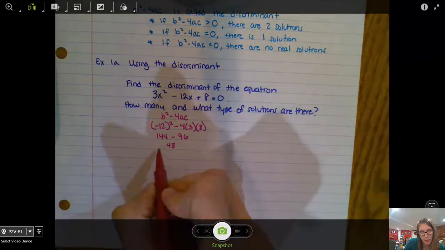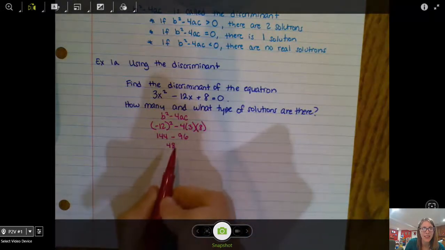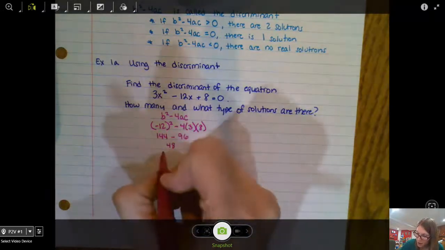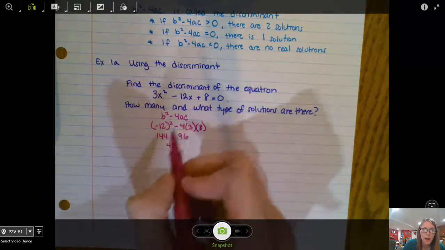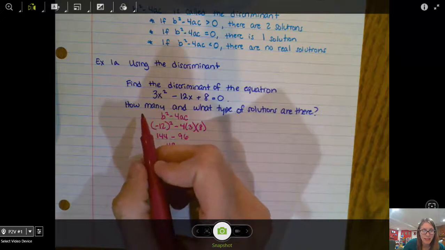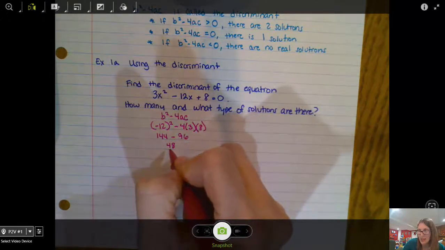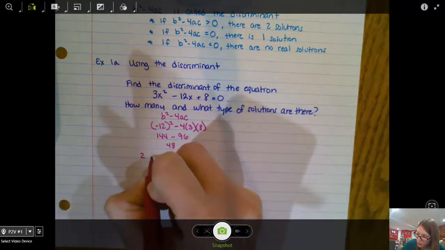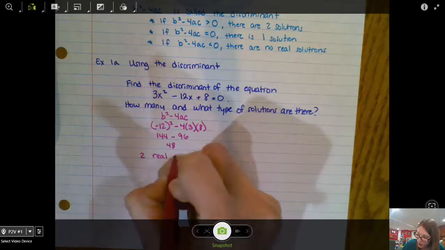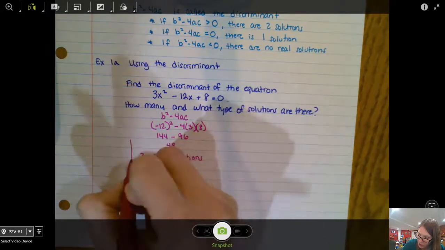So it really doesn't matter what our number is here. All that matters is that this is a positive number. Well, I guess our discriminant does matter because that was part of our question. But other than that, if we're just asked how many and what type of solutions there are, the only thing that matters is that this is a positive number. So there are 2 real solutions. And our discriminant was 48.